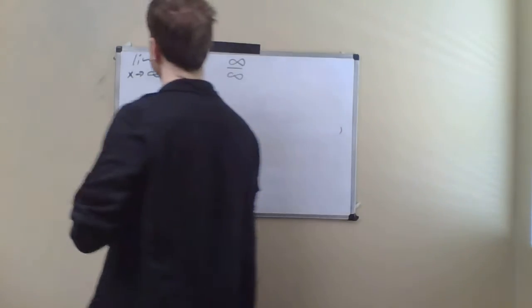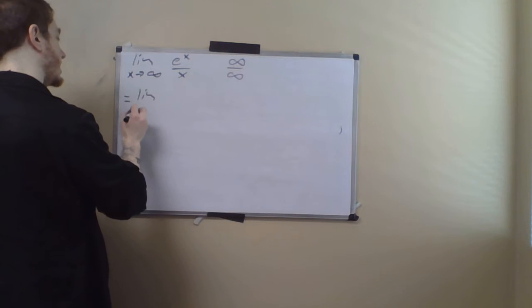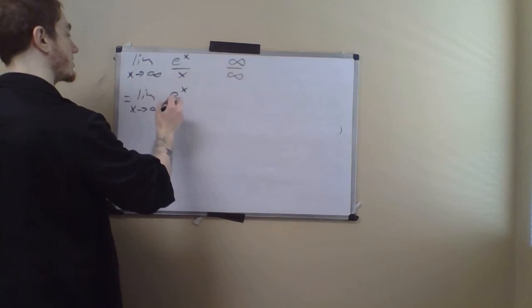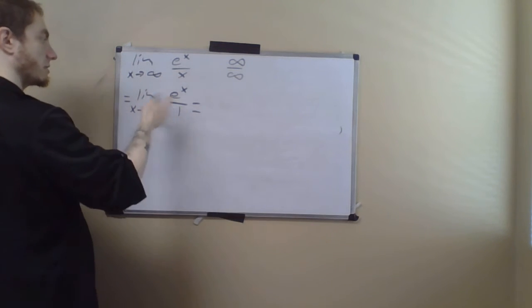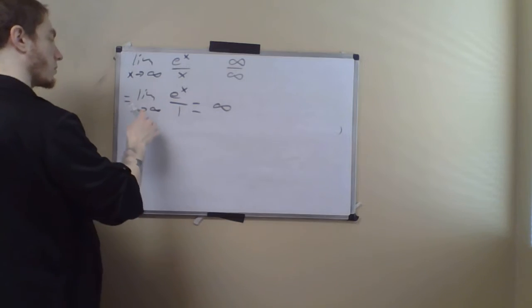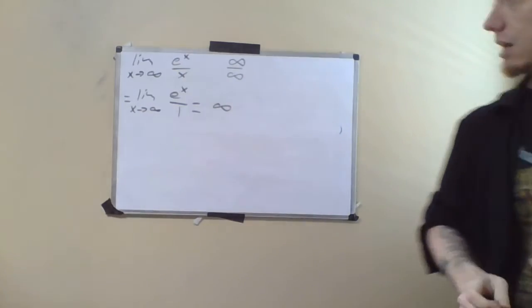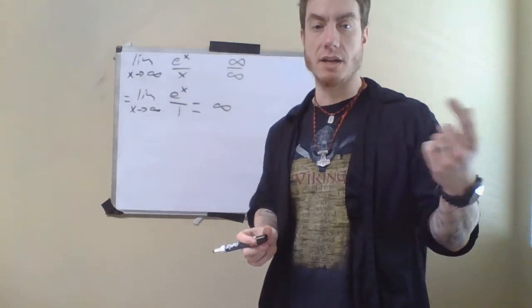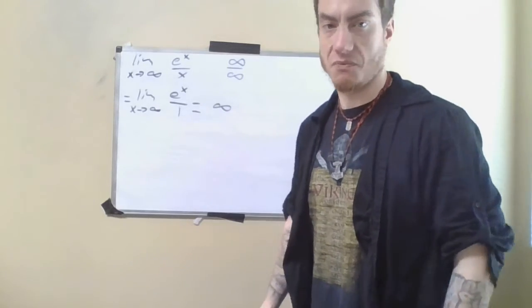So what we can do is replace this with the limit as x approaches infinity of e to the x divided by 1. Well, this is going to blow up to infinity because, of course, as x goes to infinity, e to the x goes to infinity. And as x goes to infinity, 1 remains as 1. So this is going to blow up to positive infinity.